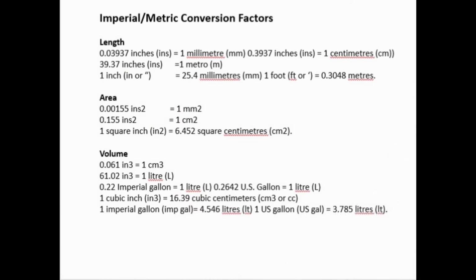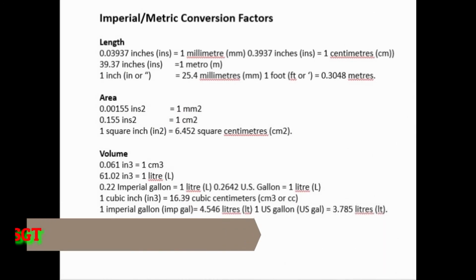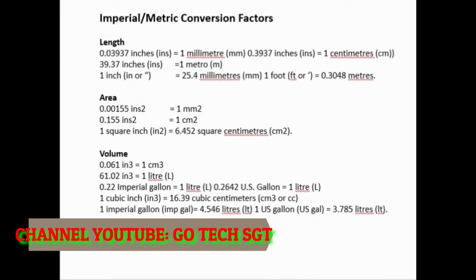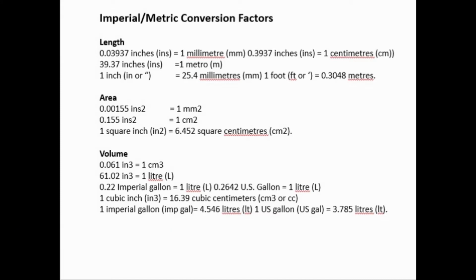Imperial metric conversion factors. Length. 0.03937 inches (in) equals 1 millimeter (mm). 0.3937 inches equals 1 centimeter (cm). 39.37 inches equals 1 meter (m). 1 inch equals 25.4 millimeters. 1 foot (ft) equals 0.3048 meters.